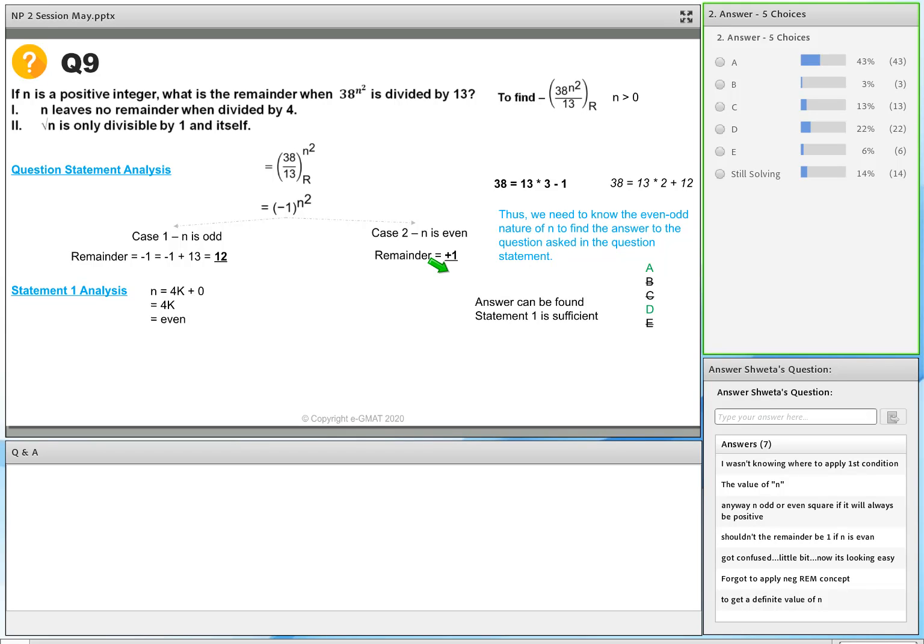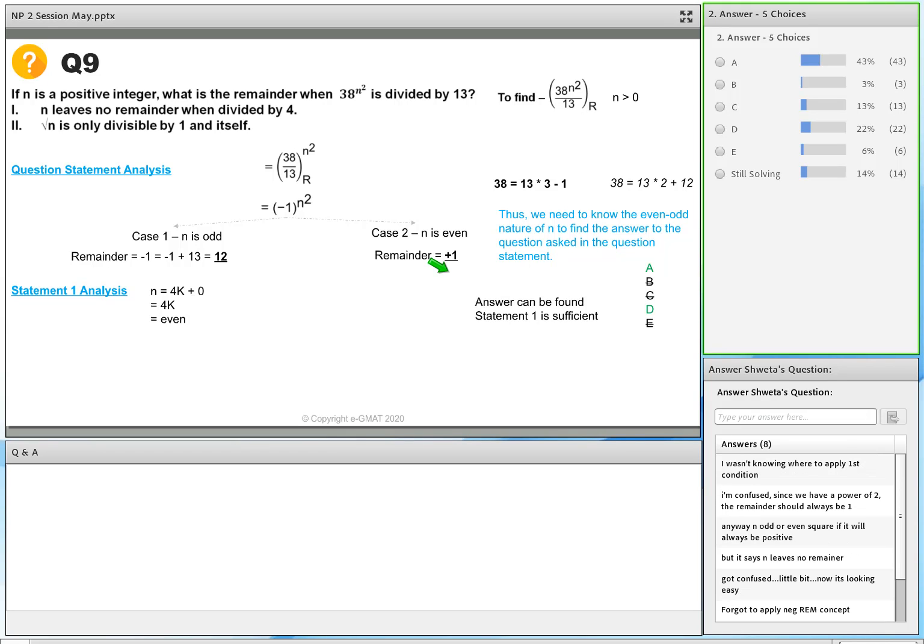Okay, alright. It says n leaves no remainder when divided by 4. Yeah, when divided by 4, it leaves no remainder. That means it is divisible by 4, and that's how I got that it is even.